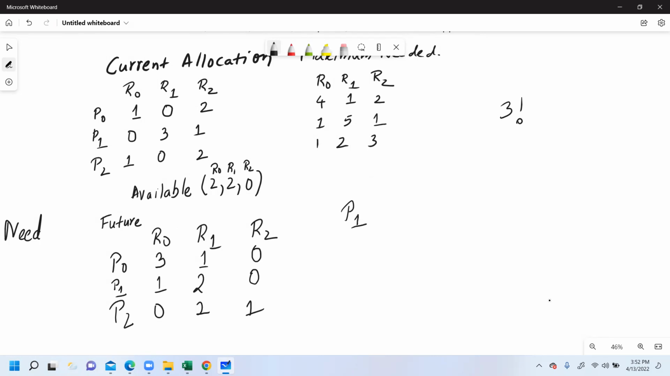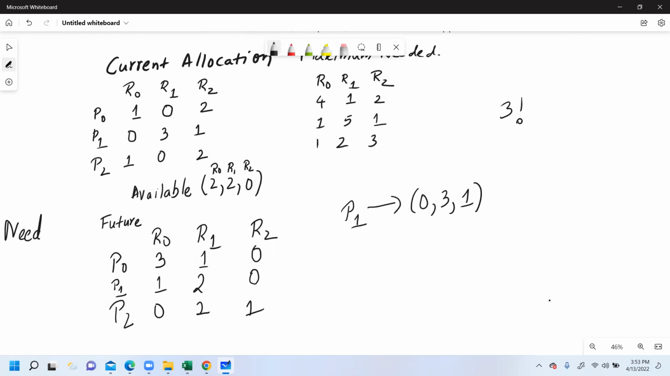So P1, I can meet the resource requirement. So P1 is tried first. Once P1 completes, how many resources is it going to release? P1 is already holding 0, 3, and 1, right? So 0, 3, and 1. It's going to release all the resources when P1 completes. I'm not telling during the middle. When P1 completes execution, it is going to release all the resources held by P1.